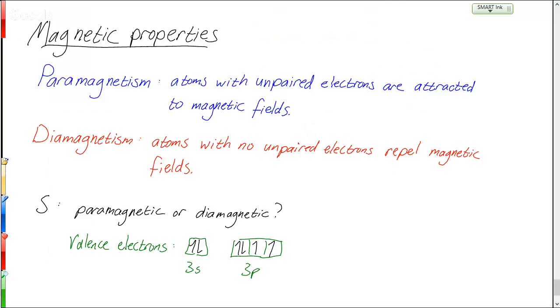So what do you think? Is that paramagnetic or diamagnetic based on the definitions? Paramagnetic, yeah? Everybody see the unpaired electrons? So those unpaired electrons tell us it's got to be paramagnetic.